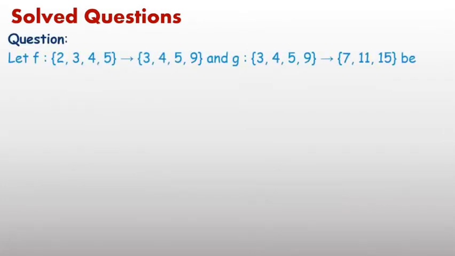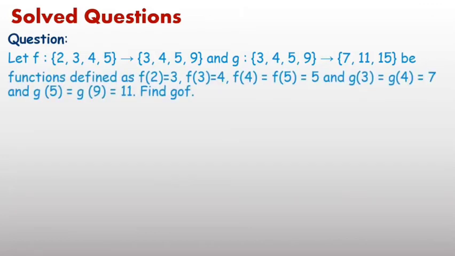For example, f is a function from A to B. A means the set having elements 2, 3, 4, 5, and B is the set containing elements 3, 4, 5, 9. g is a function from B to C. B means 3, 4, 5, 9, and C means the set having elements 7, 11, and 15. It is defined as the image of 2 is 3 in function f, means f(2) equals 3. The values of f(3), f(4), f(5) are given. Similarly, g(3), g(4), g(5) and g(9) are given. You have to find the value of gof.